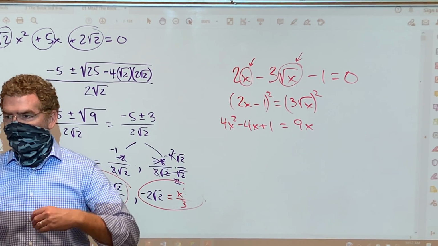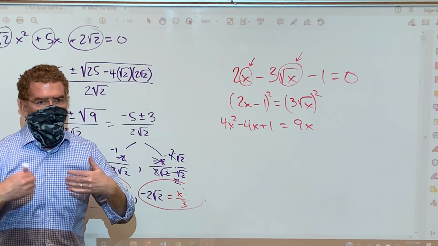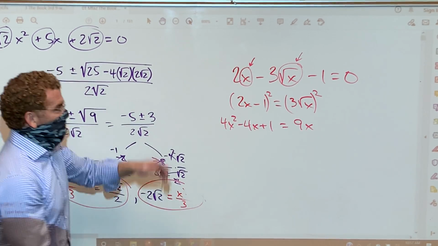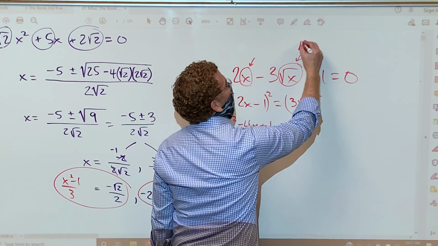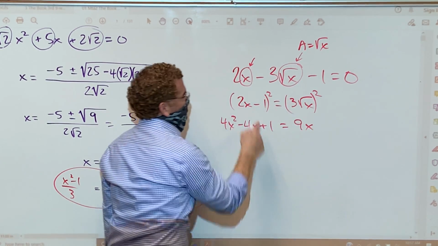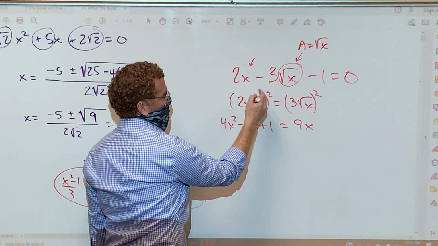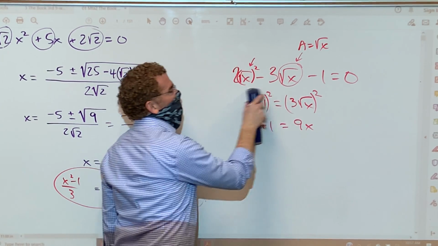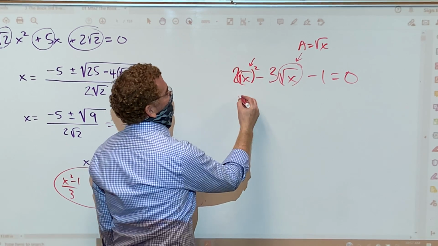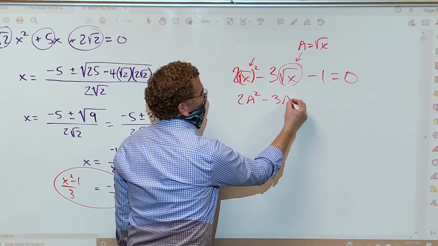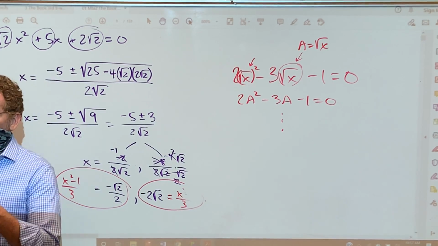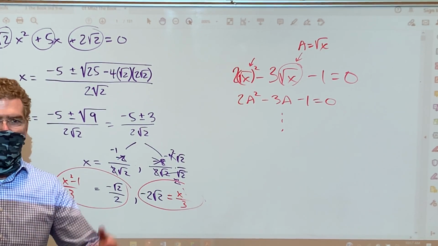But if it shows up on this test, keep in mind that more than likely I'm wanting you to show those substitutions. Like say, all right, I'm going to let that be A, because this right here is the same thing as root x squared. So if I wanted to, I could rewrite this as 2a squared minus 3a minus 1, and then use your quadratic formula. But I'm not going to make it wrong for you if you use something you already know.